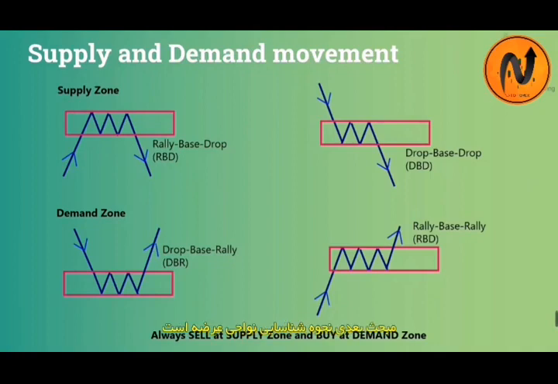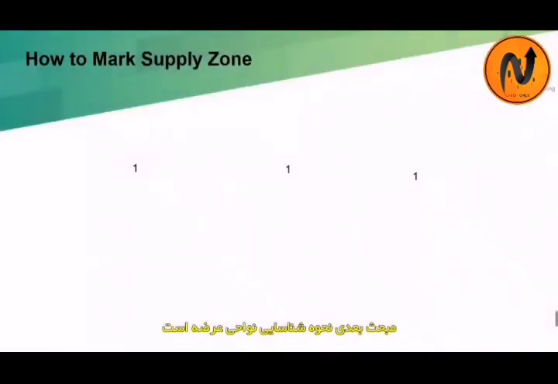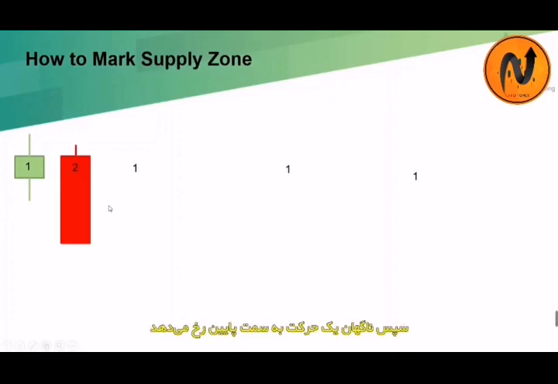All right. So next is how we mark our supply zone. The first example over here is, let's assume there is a small bullish candle. Suddenly there is a movement downwards over here. So this will be my supply zone.